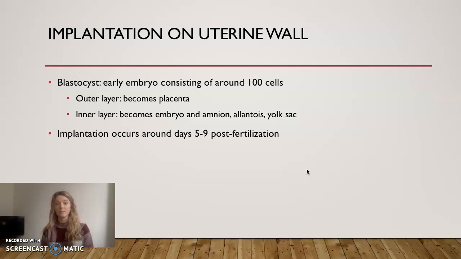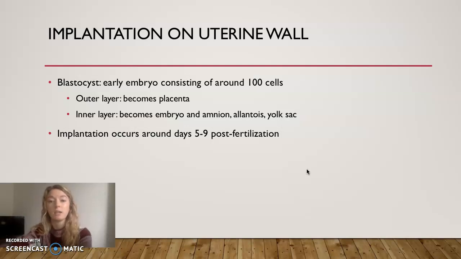This blastocyst implants on the endometrium of the uterine wall sometime during days 5 through 9 after fertilization. This occurs by blastocyst secretion of an enzyme that results in the endometrium engulfing the blastocyst.